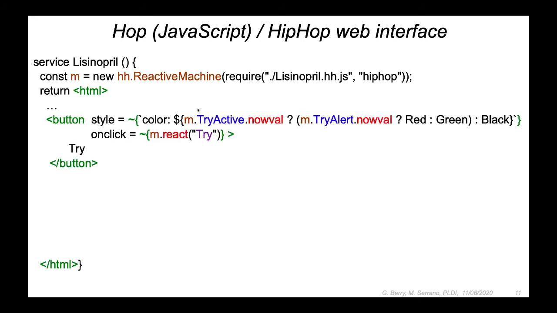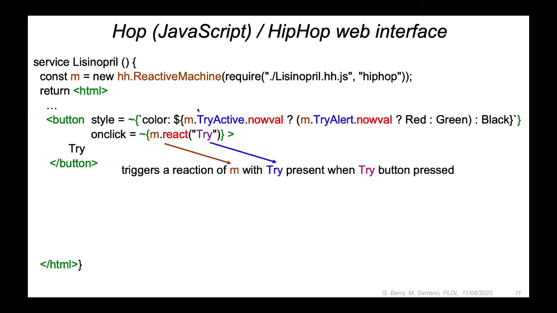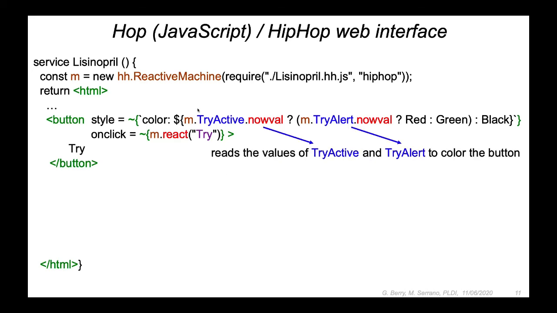As an example, here is the try button code. It has a style which is only foreground color here, and an on-click function. The tilde form here is a multi-tier programming goodie of Hop. It evaluates the internal form into JavaScript code that will be the client code. The m.react form triggers a reaction of m with try present when the try button is pressed. The color form computes the foreground color according to the value of try active and try alert after the reactions.